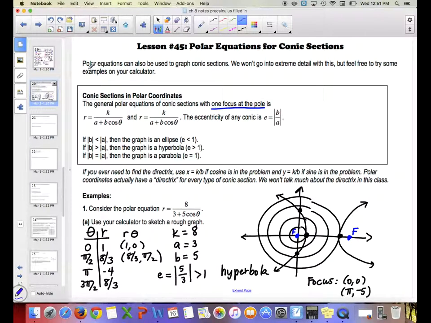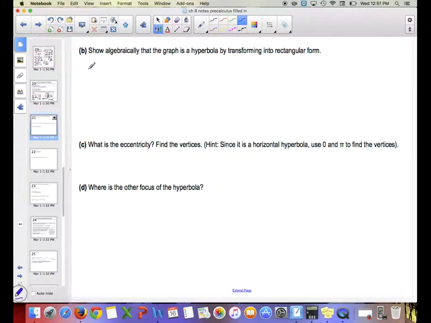So our equation was r equals 8 over 3 plus 5 cosine of theta. So let's write that down. And we're going to change it from polar form, which is r's and thetas, into rectangular form, which is x's and y's, right? Do you guys remember that? So we're going to do r times 3 plus 5 cosine of theta equals 8.